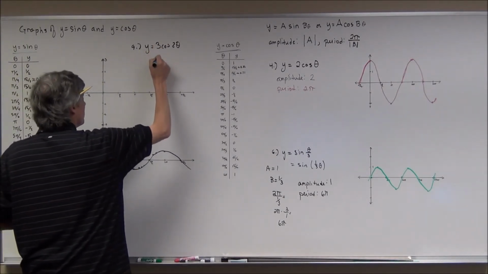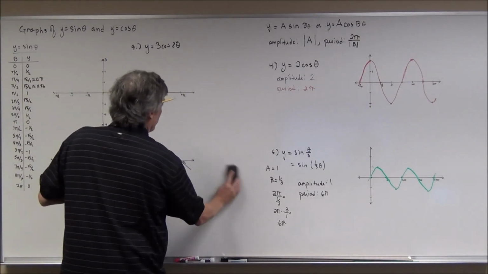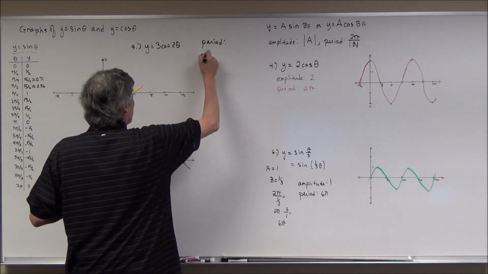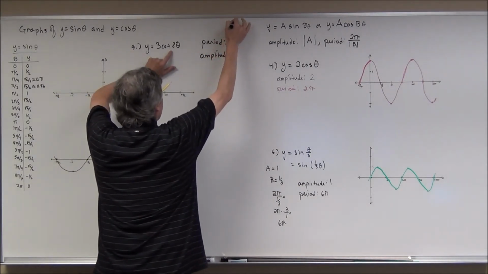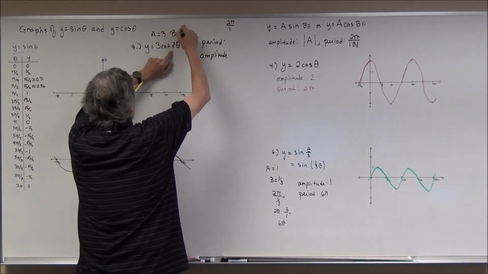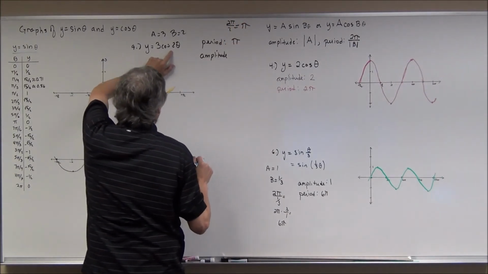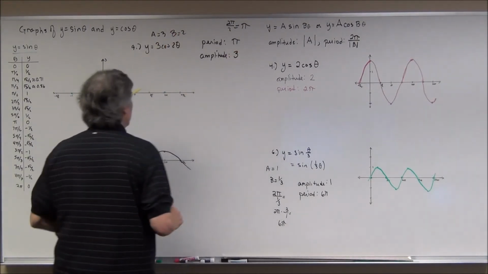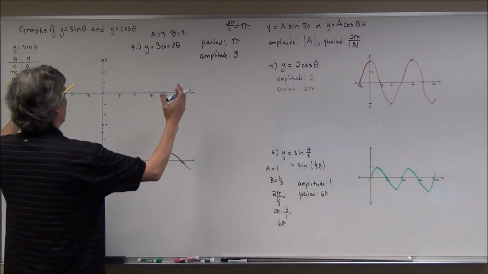So the period, here, maybe I better write that someplace else. Here, let's put it next to it. The period and the amplitude. Well, the period is 2 pi divided by b, which is 2. A is 3, b is 2. So that means that the period is pi, or 180 degrees. The amplitude is the absolute value of A, so it's 3. So that means my highs and my lows are at 3, and it's been shrunk in this way.